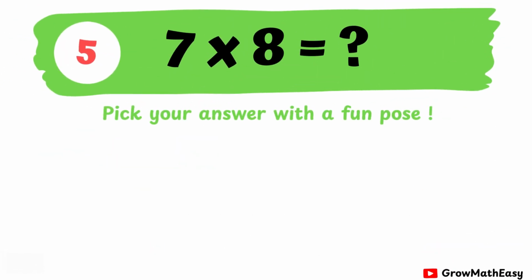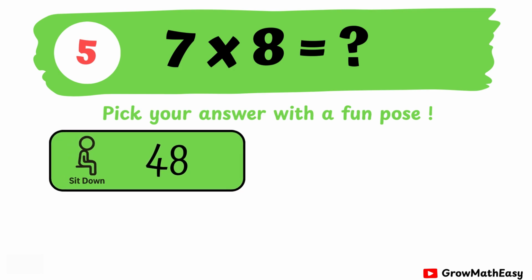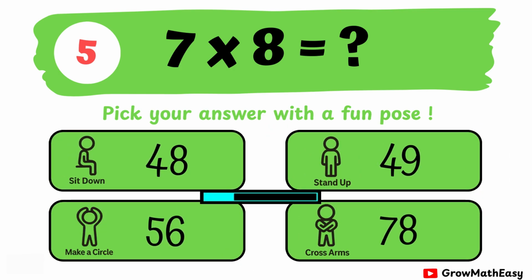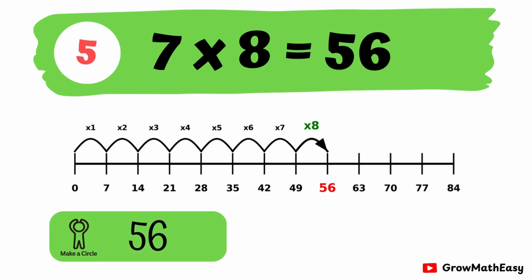What is 7 times 8? 56. Make a circle. 7 times 8 is 56. You can see the multiples of 7 on the number line.